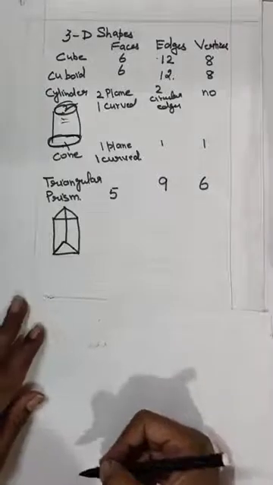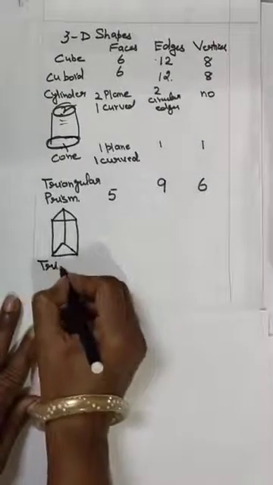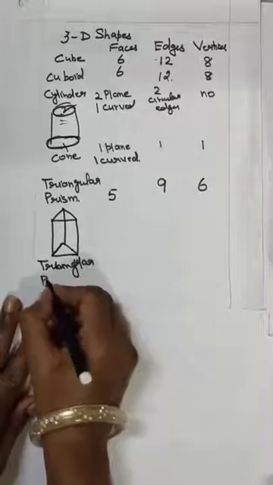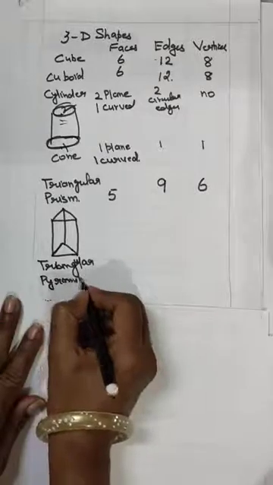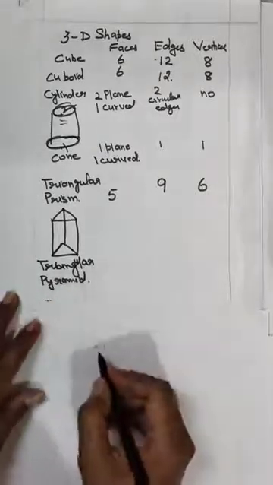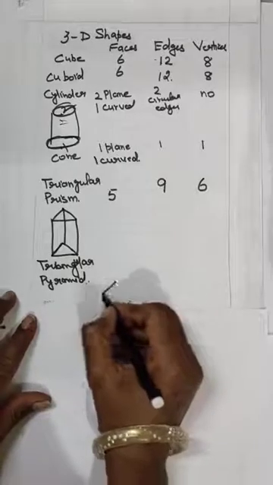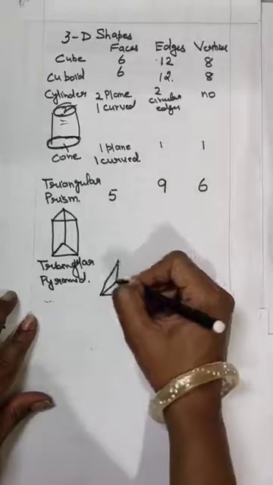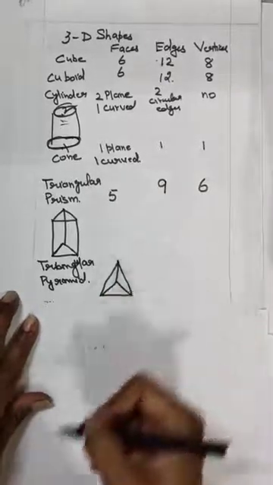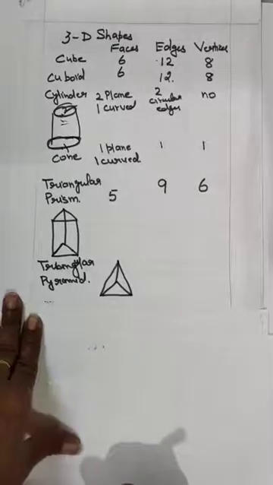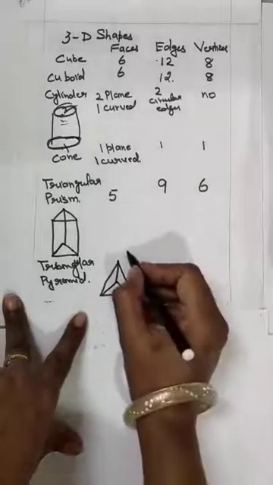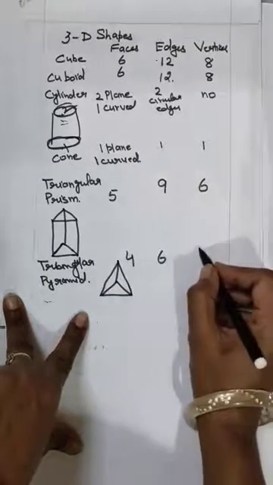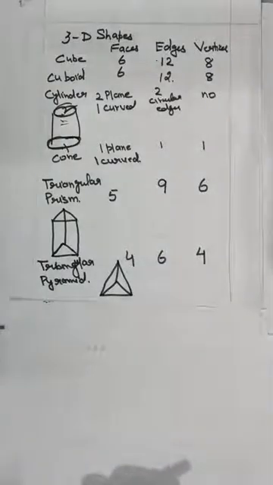And triangular pyramid? First let me tell you the shape of triangular pyramid. It is, from here it is triangle, base, just like a tent. This is a triangular pyramid. How many faces it has? It has 4 faces, 6 edges and 4 vertices. This is a triangular pyramid.